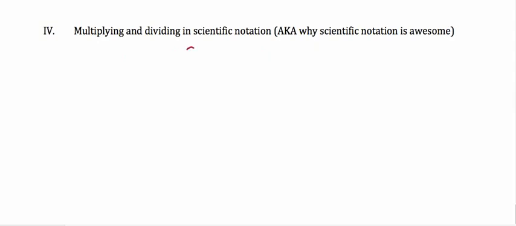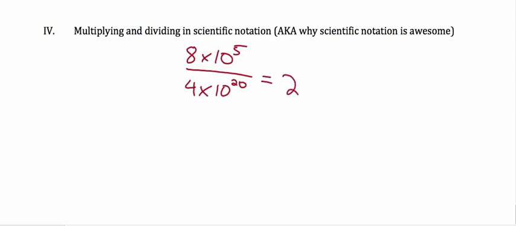Let's go 8 times 10 to the 5th over 4 times 10 to the 20. Okay, again, we can simplify this one at a time. 8 over 4 is 2. 10 to the 5th divided by 10 to the 20th, subtract your exponents, we get 10 to the negative 15th. We got a really, really, really small number as an answer, which makes sense because we took a big number divided by a number that was much bigger than it.